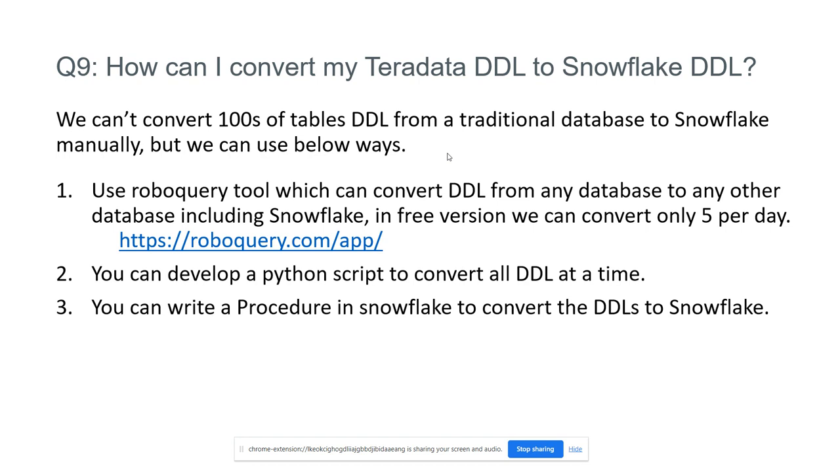If there are one or two tables, we can easily convert manually. But if there are hundreds or thousands of tables, is it possible to convert each and every table manually? Definitely no. So in that case, what is the solution? We can use a tool called RoboQuery. You can get it from Google, or by using this URL. Use this tool to convert the DDL from any database to any other database. This is a very easy tool. Let me show you.